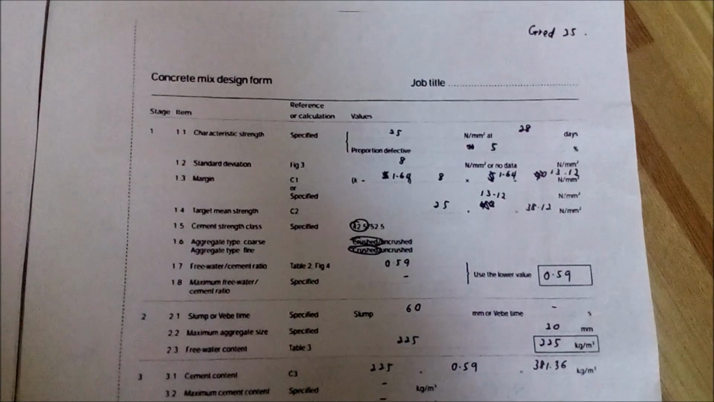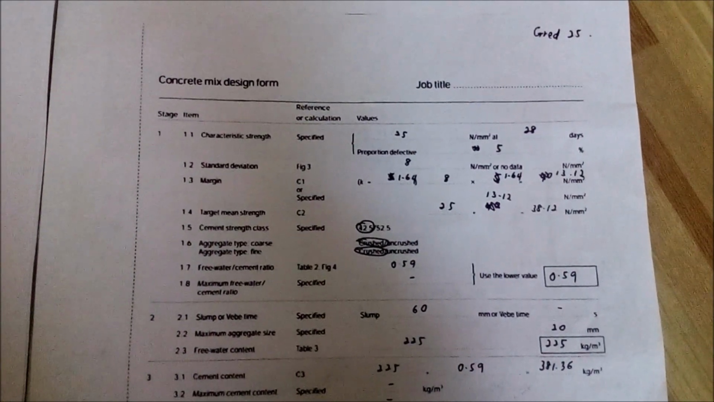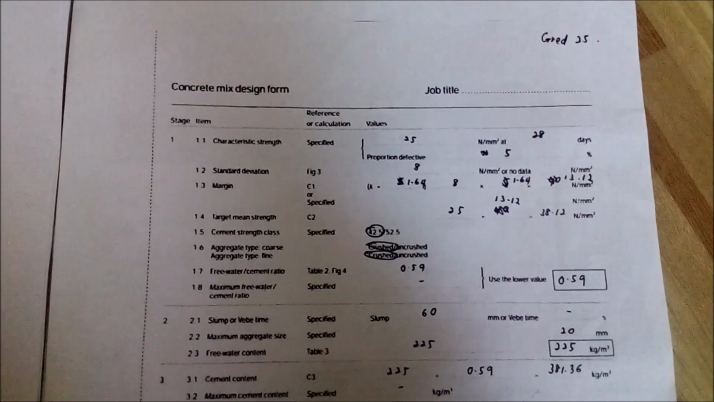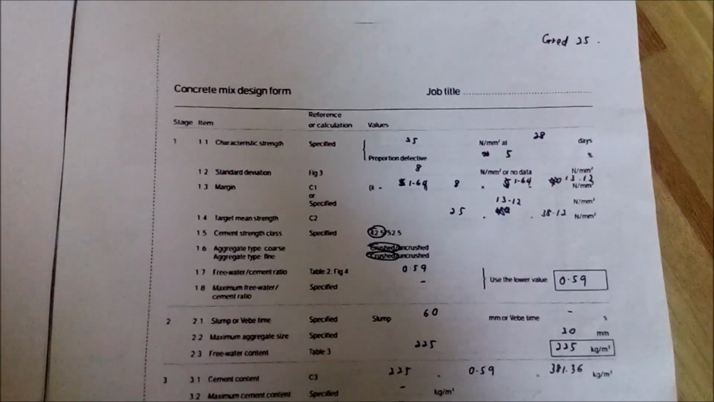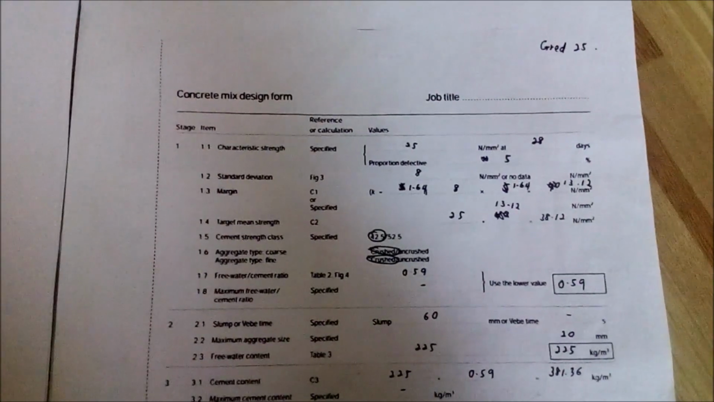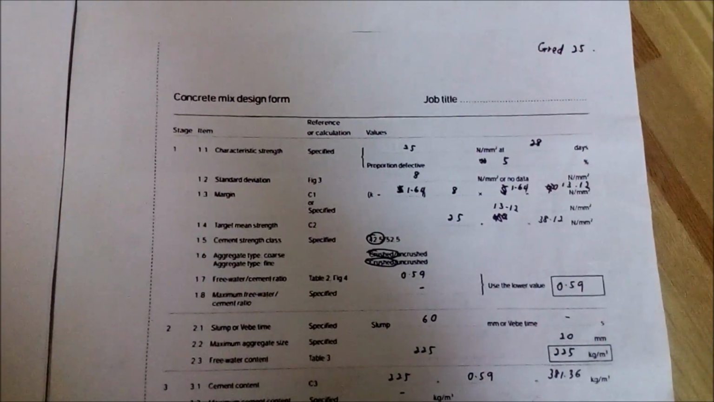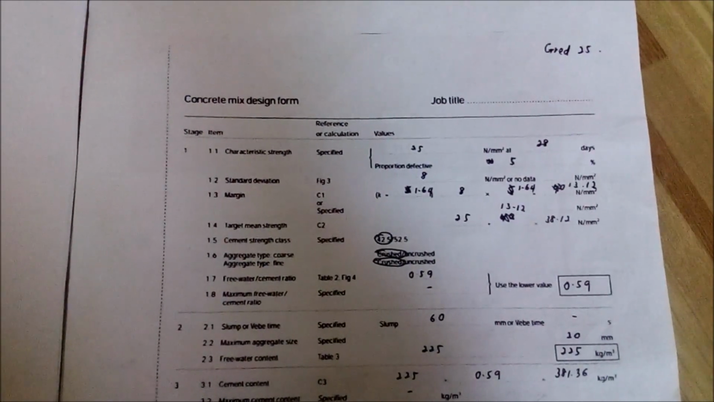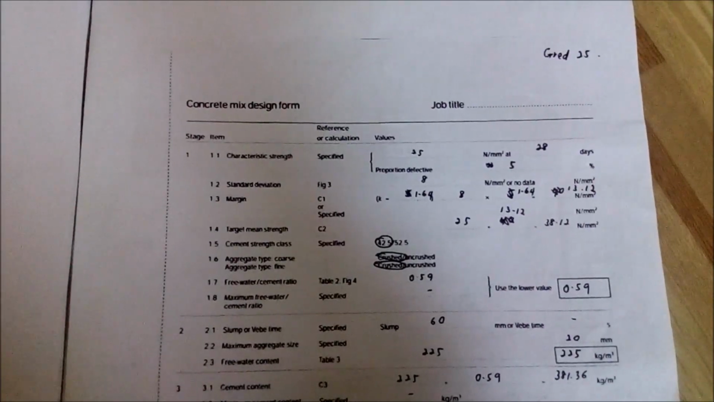So, concrete of grade 25 with 0.59 water cement ratio is designed as our control specimen. With 5% proportion defective, our target mean strength for concrete becomes 38.12 from 25 Newton per millimeter square. We use crushed type aggregates for both fine and coarse aggregate, while our cement strength class is 42.5. Then, target slump is chosen, which is 60 mm, and the maximum aggregate size of 20 mm is fixed.